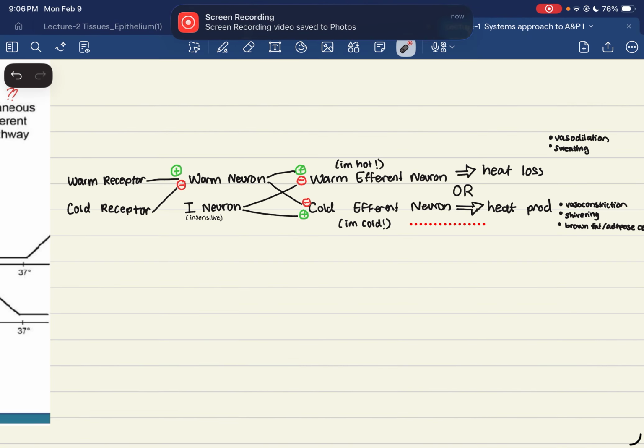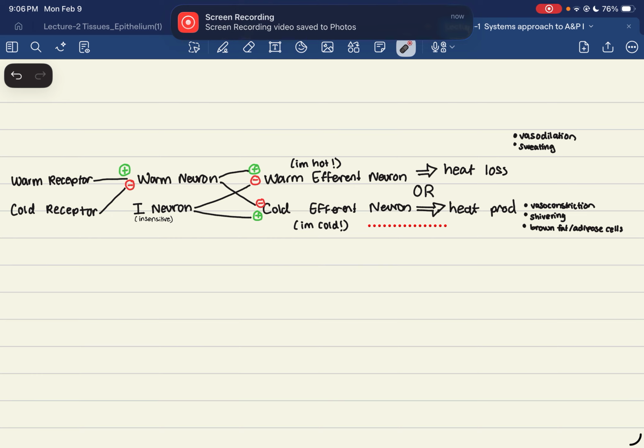Okay, so I made this little diagram. I will first explain it here, and then I'll go on to the other side. Basically, the way I like to think about it is there are three categories.